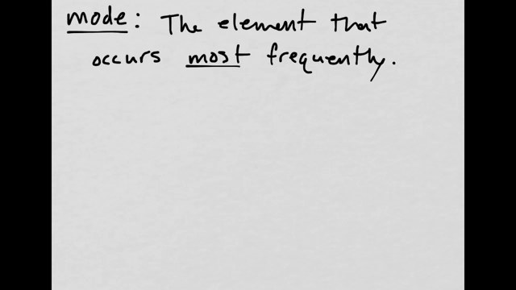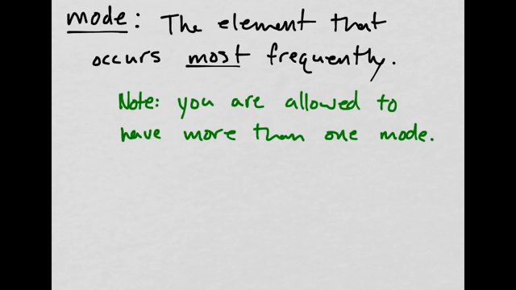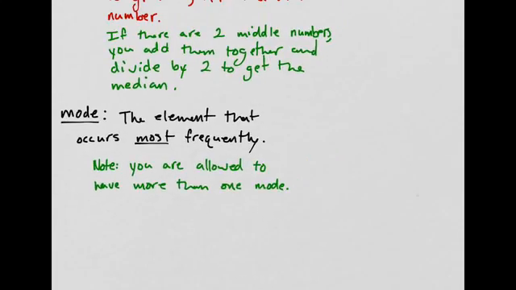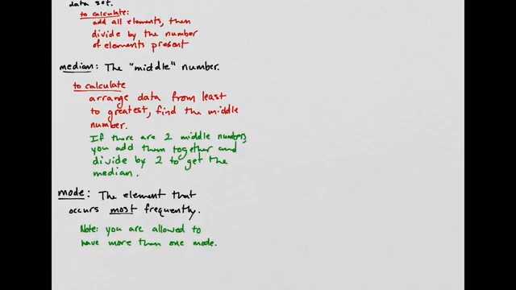Mode. The way I remember mode is that it sounds like "most," because mode is just the number, or the element, that occurs most frequently. The mode is by far the easiest thing to find, just because you can just look at it and see which one occurs the most. You just count how many times something appears, and if it appears the most times, that's your mode. You are allowed to have more than one mode. So maybe we'll see an example of that. But here we go. We have mean, median, and mode.